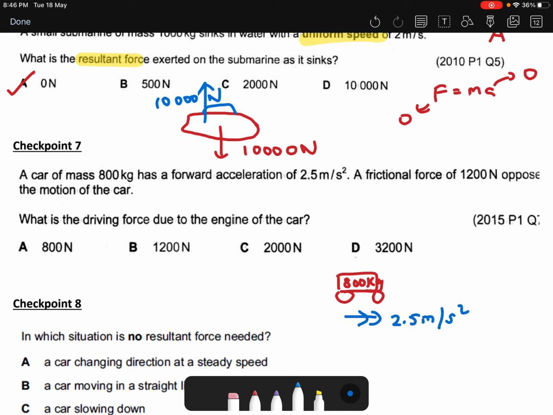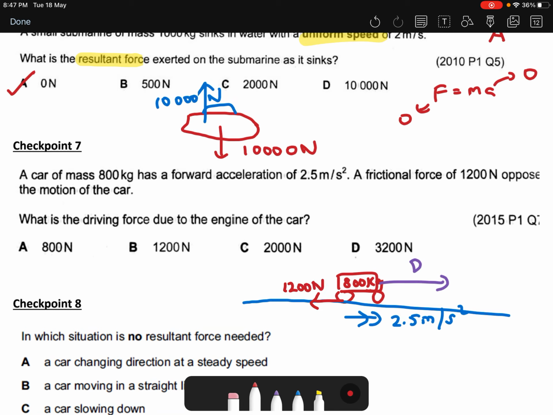A frictional force of about 1200 Newton opposes the motion of the car. So what is the driving force due to the engine of the car? Okay, so whenever we have such a scenario, let me just draw the route. So this route is a horizontal level route. I have a forward driving force. I do not know what this is, so I just put D for driving force. I know the frictional force. The frictional force is about 1200 Newton.